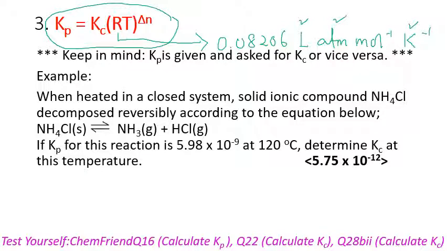Now, how do you know that you need to use this formula to solve the problem? Kp is given, and then the question asks you to look for Kc, or Kc is given, and then the question asks you to calculate Kp. Let's look at the example here. If Kp for this reaction is given, determine the Kc. So this third type is the easiest one for me. How about you?